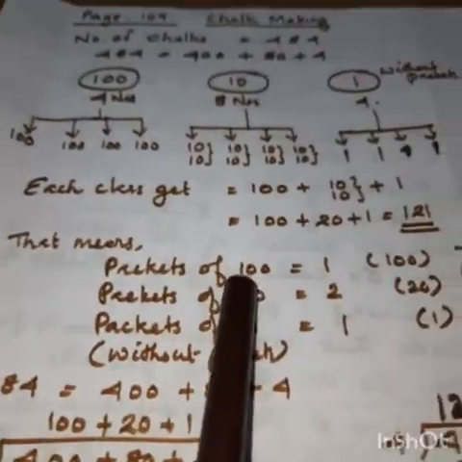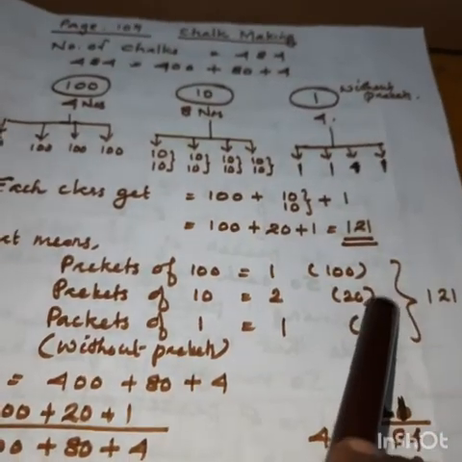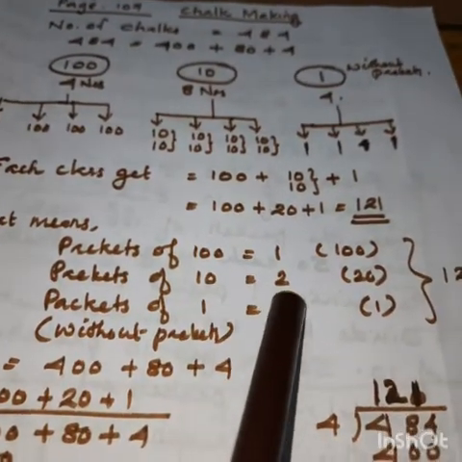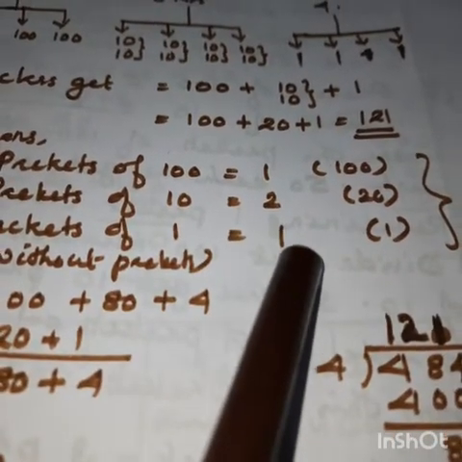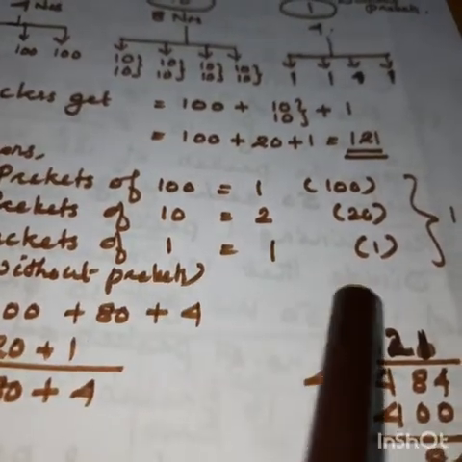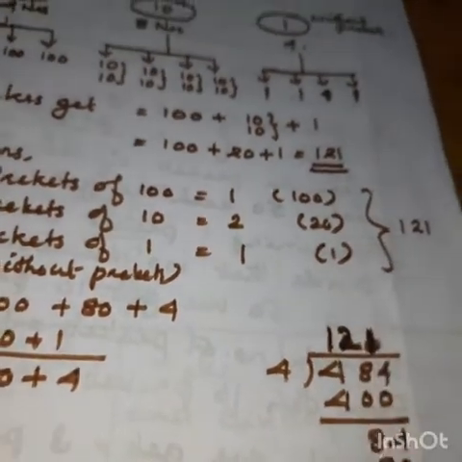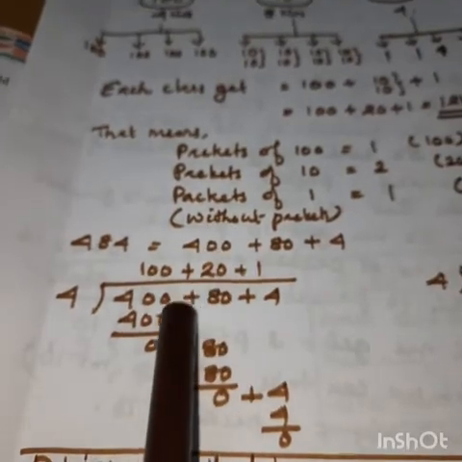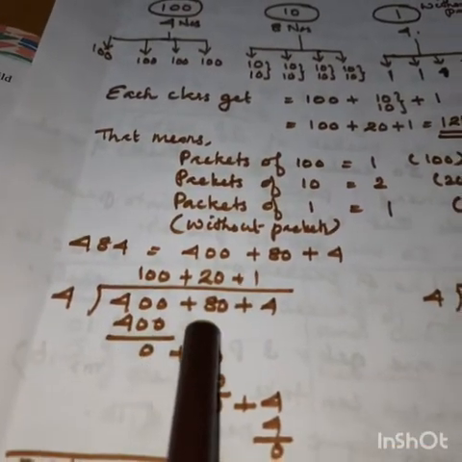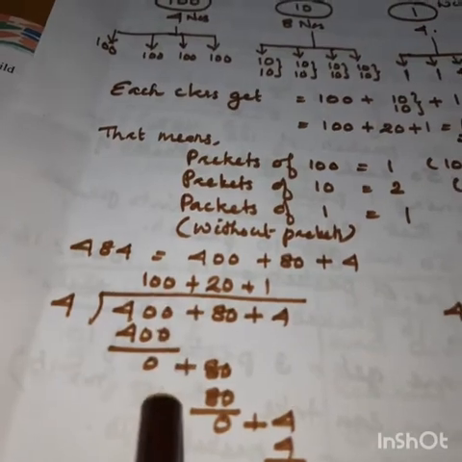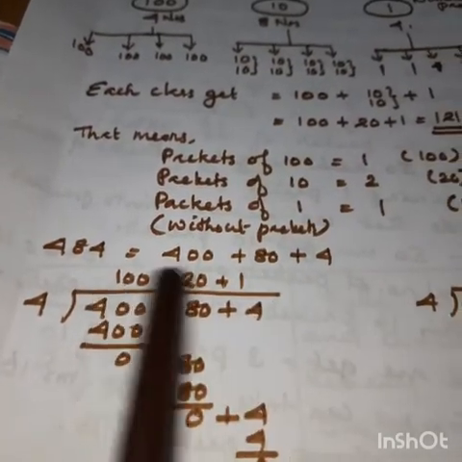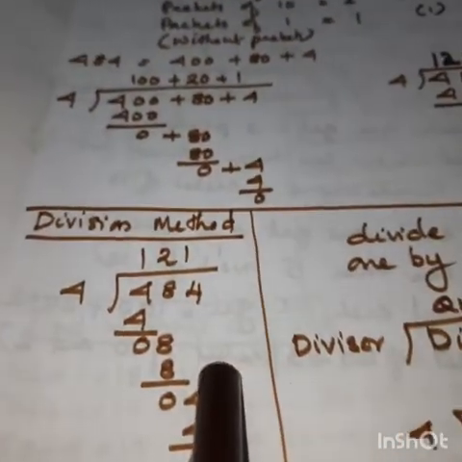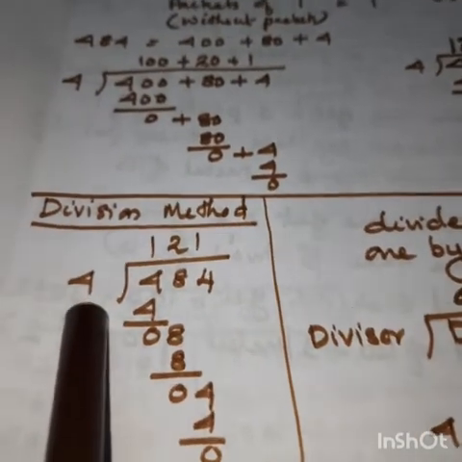That means packets of 100, 1. That is 100 numbers. Packets of 10, 2. That is 20 numbers. Then packets of 1, 1, that means without packing. That is 1. Total 121. Then divide it as 400 plus 80 plus 4. 400 divided by 4 is 100. 80 by 4 is 20. 4 by 4 is 1. Total 121. But the real division method is 484 divided by 4.